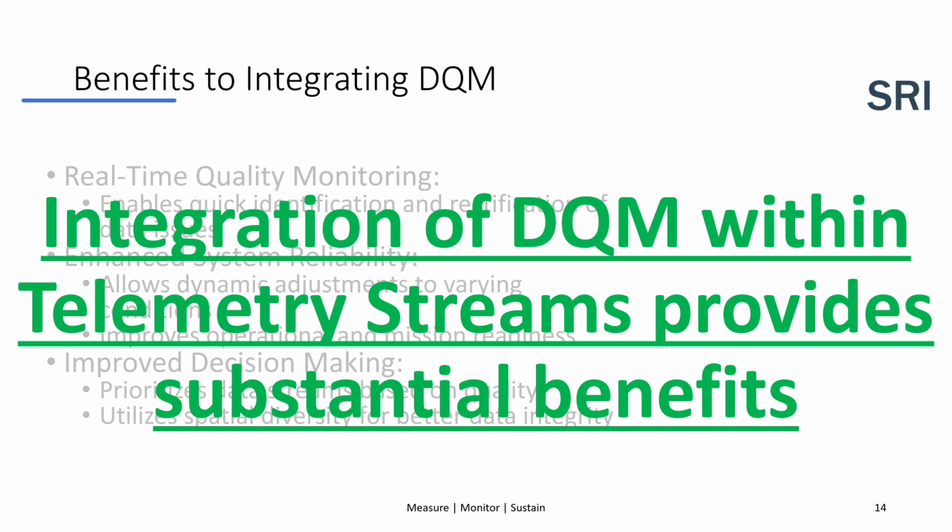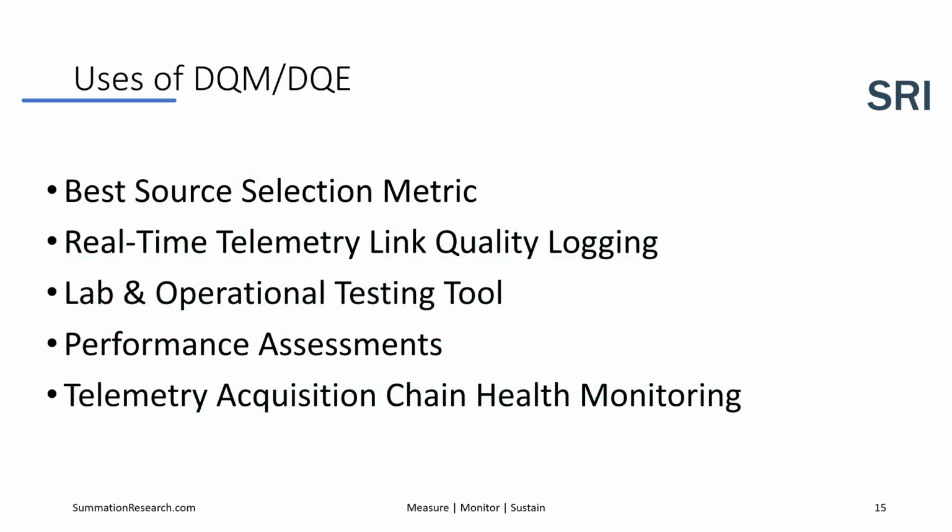In summary, the integration of DQM provides several key benefits, including real-time quality monitoring, enhanced system reliability, and improved decision-making. These benefits are crucial for ensuring the accuracy and reliability of telemetry data, which are extremely essential for successful missions. Practical uses of the data quality metric and the data quality encapsulation in telemetry systems.